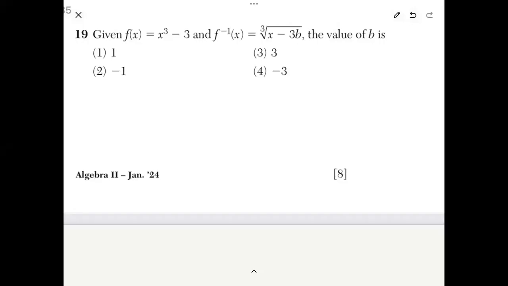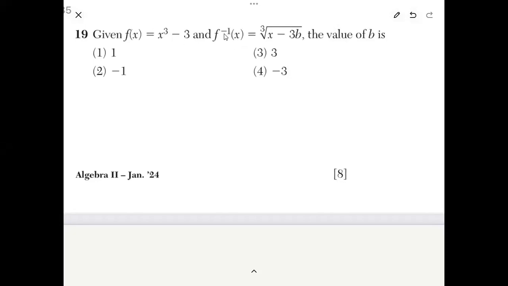Hey, I want to do a really quick video on how to find the inverse of a function. And then I'm going to use the calculator to confirm that it's actually the inverse. What you see here was taken from the January 2024 Algebra 2 Regents. Question number 19. They're given the function f of x equals x cubed minus 3.